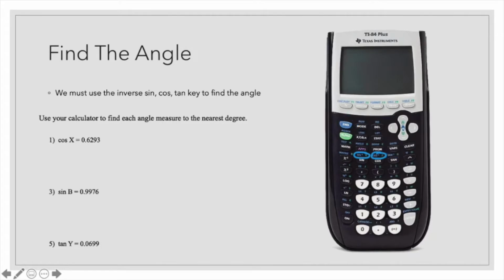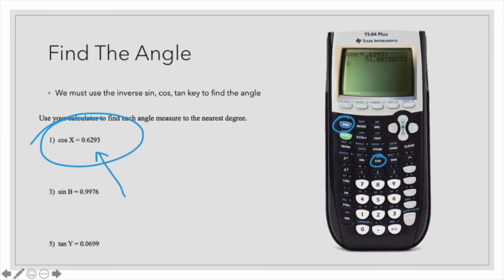So for cosine x equals 0.6293, you're going to use the second and the cosine button, and then type in the 0.6293, and you get this answer here. As you can see on the screen there, we get 51.00, which rounds to just 51 degrees.